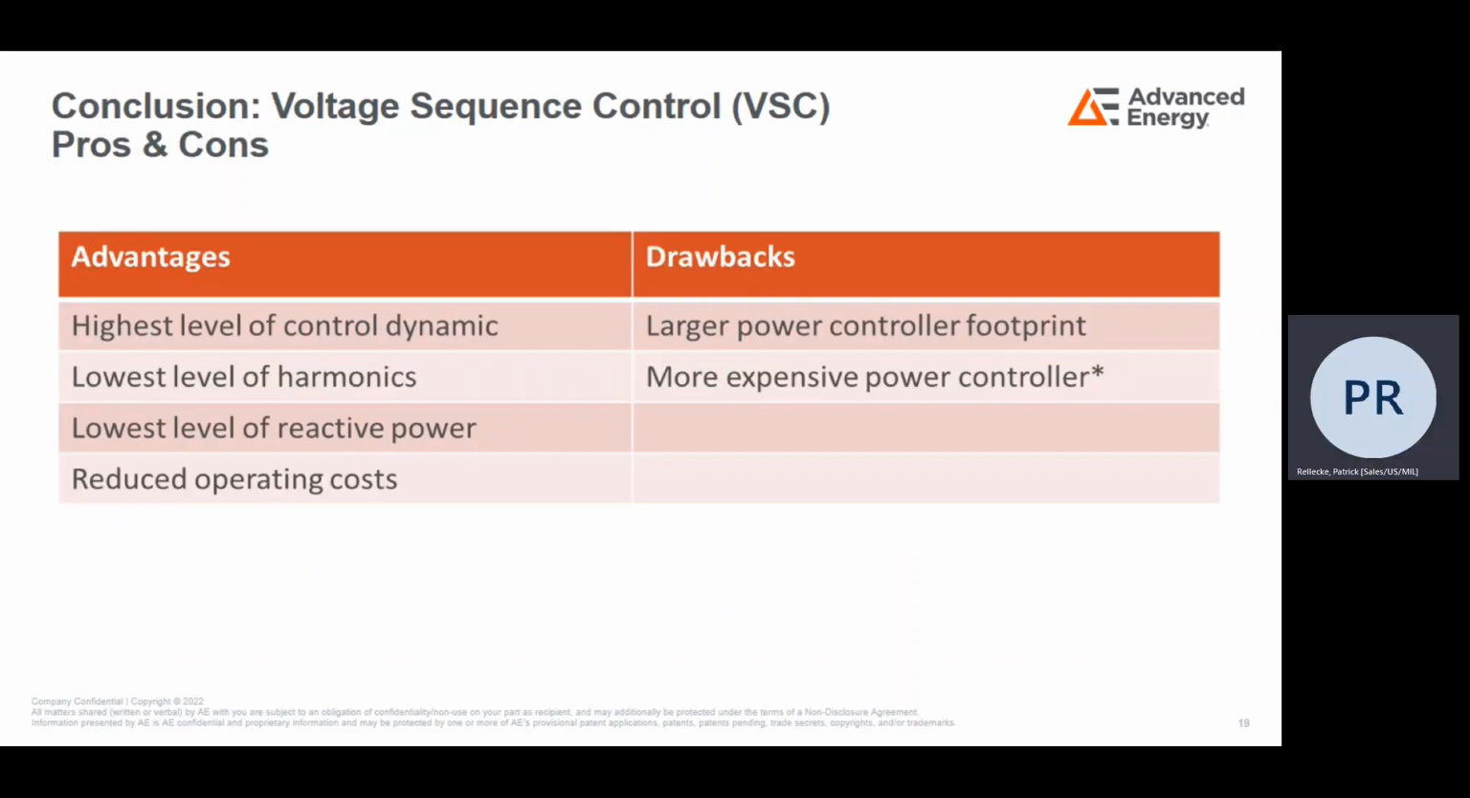In conclusion, the advantages of a VSC outweigh the disadvantages. On the pro side of the VSC system, we have maintained the highest level of control dynamics with lowered harmonics and low levels of reactive power, reducing overall operating cost. On the negative side is the larger footprint, as 1 SCR is needed per stage of VSC. Another drawback is also the initially higher cost of the VSC system, which, as shown in the previous slide, is roughly amortized in about 6 months.